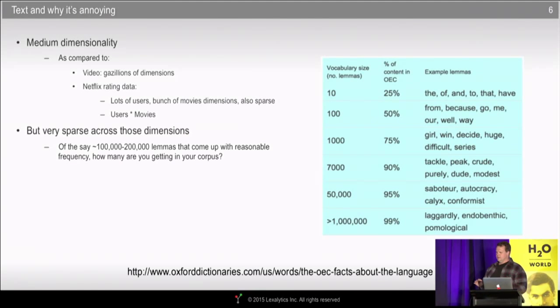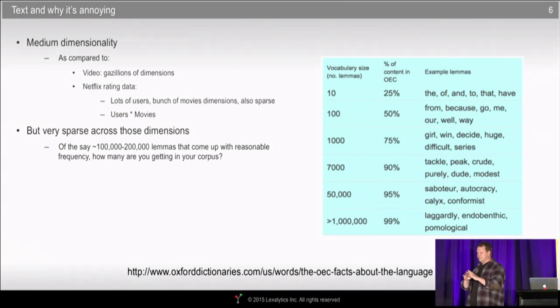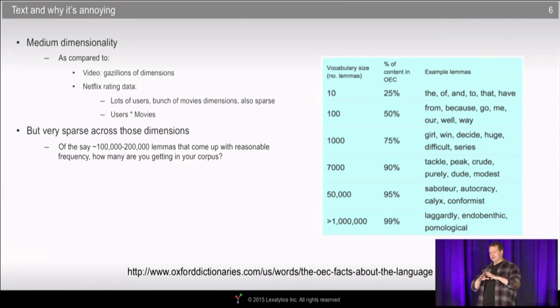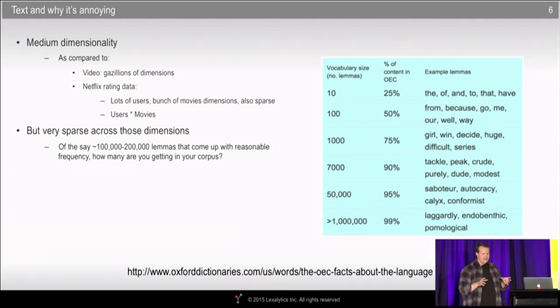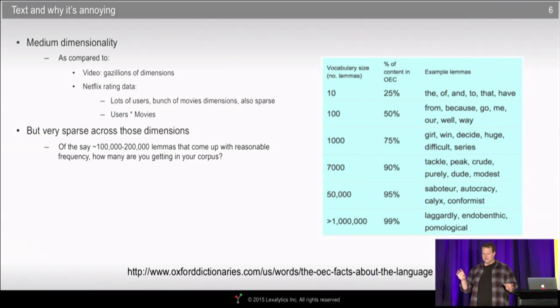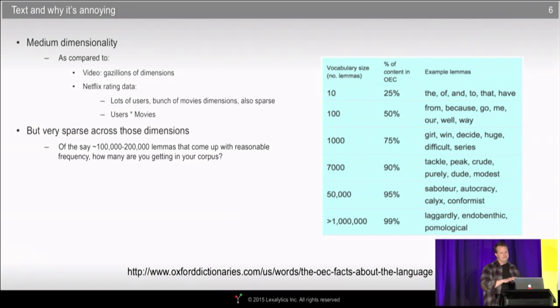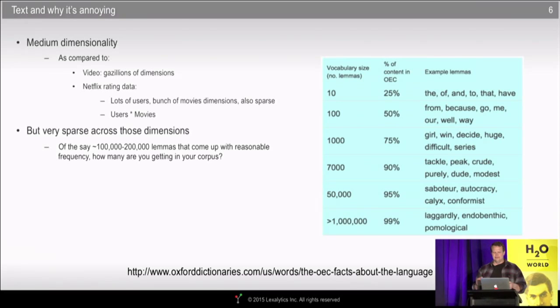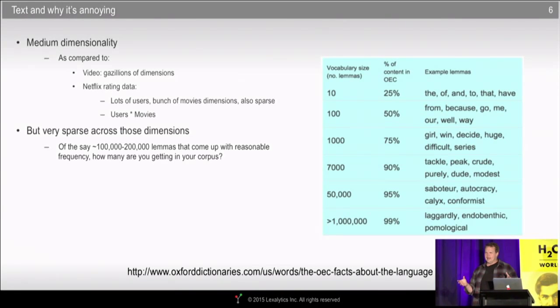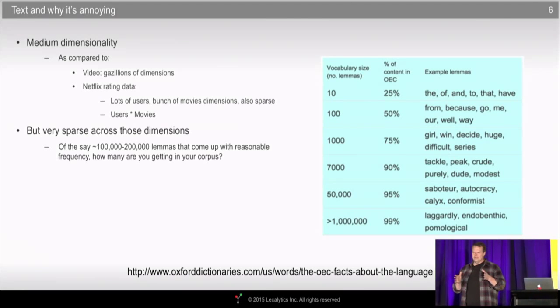So text and why it's irritating. Text has sort of medium dimensionality as opposed to video, which can have gazillions of dimensions to it. It's much like the Netflix rating data, where it is relatively high dimension, kind of medium dimensionality, but it's very sparse. So what I mean by that is, of the 100,000 or 200,000 potential lemmas or word forms that you might have inside of a piece of text, how many are you going to actually hit inside of your corpus? Even if this is a corpus of highly related content, you're still only going to hit a certain number of these, and it's going to end up being a fairly sparse matrix.